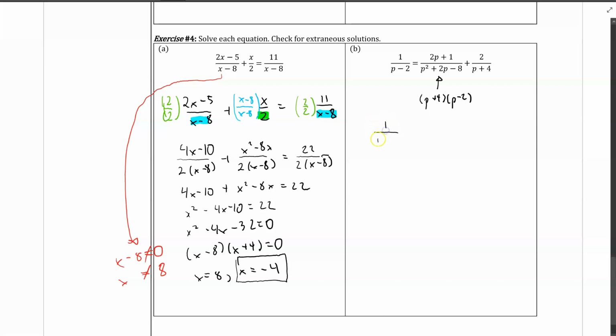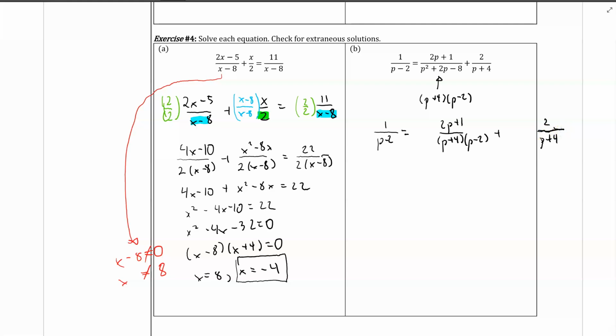And now what I'll do is I'll rewrite the problem. So we have 1 over p minus 2 equals 2p plus 1 all over p plus 4 times p minus 2 plus 2 over p plus 4. So again, first step was to factor the denominators, and then second step is to then write the problem out with space in front of the fractions, so that way we have room to multiply by what's missing.